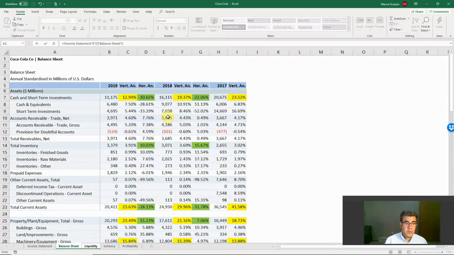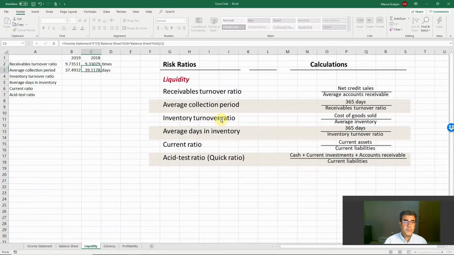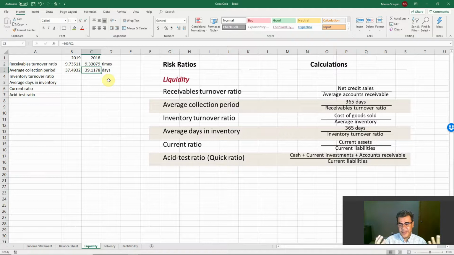So, okay, first of all, whoa. This one plus this one here divided by 2. And now it's much better. It was not a huge decrease. So 9 times, 39 days. We are a little bit better here on the collection, but it is a very stable number, so we don't have a huge difference here. The same math for accounts receivable, we will do it for inventory.